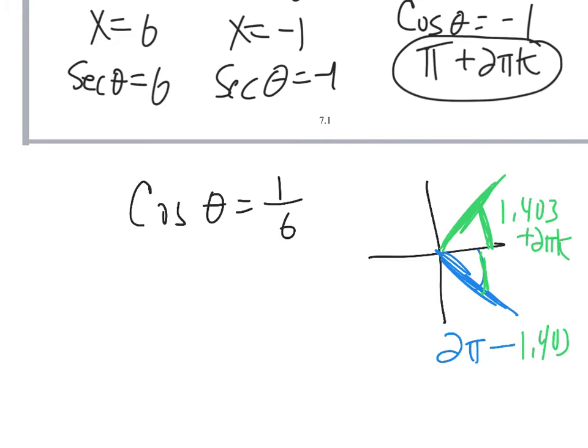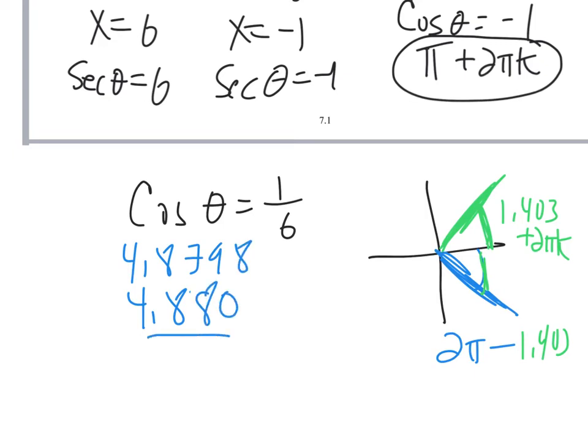Let's see, how many decimal places am I using? 3. I'm getting 4.8798 on my calculator. If I want to go to 3 decimal places, that's what we're going to get. Plus 2 pi k, right? To get all the way back there.